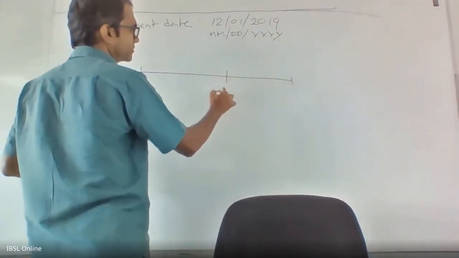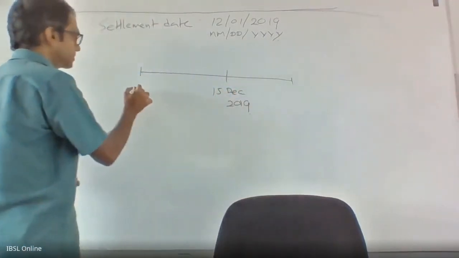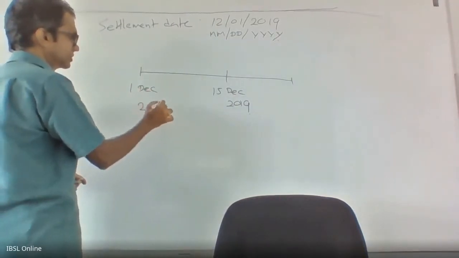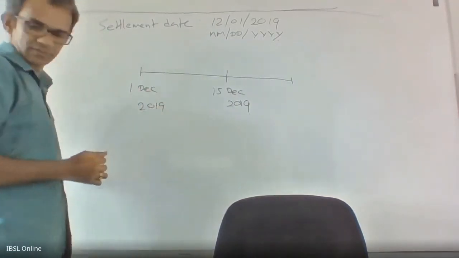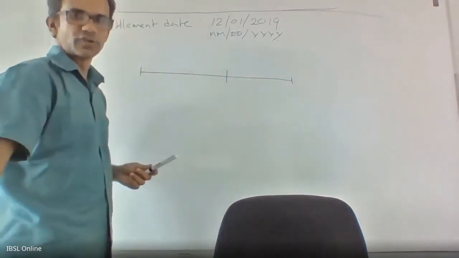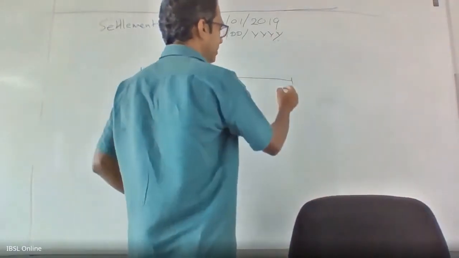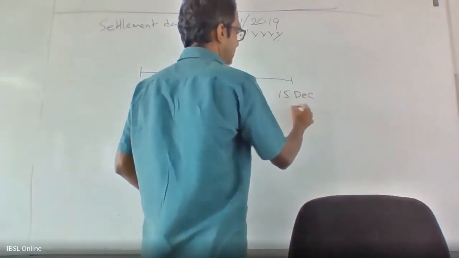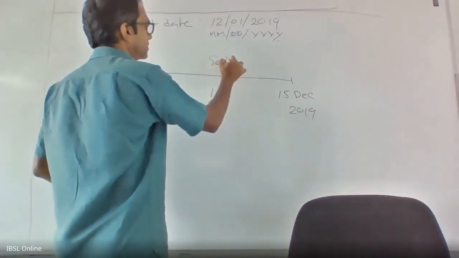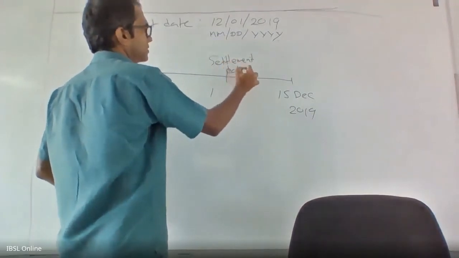Coupon date 15 December 2019. Settlement date 1st December 2019. The future. We don't want any future beyond this to calculate the accrued interest. So therefore, this is the coupon date. This is the settlement date.